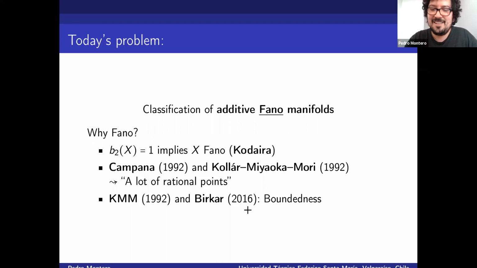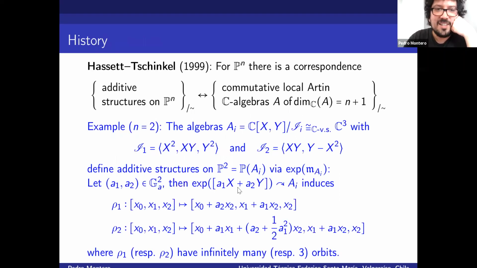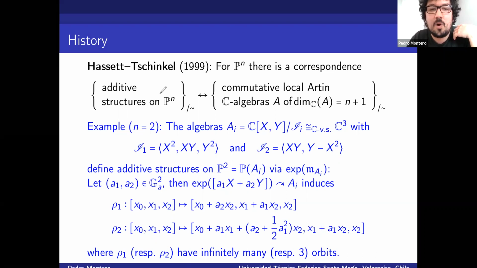And let me tell you now how this story also started from a geometric point of view. So I think the first result towards a more geometric understanding of this kind of varieties is a result by Hassett and Tschinkel that says that for the projective space, there is a correspondence between the isomorphism classes of additive structures, namely how you can put this G_a^n acting here, and local commutative Artin algebras of dimension n+1. So this is a very nice correspondence. You need only to understand the algebraic part.